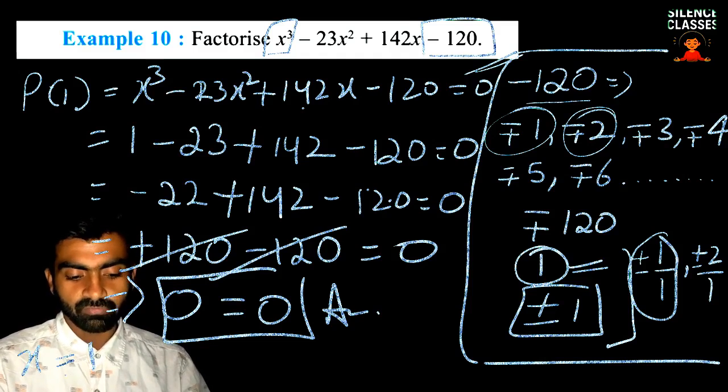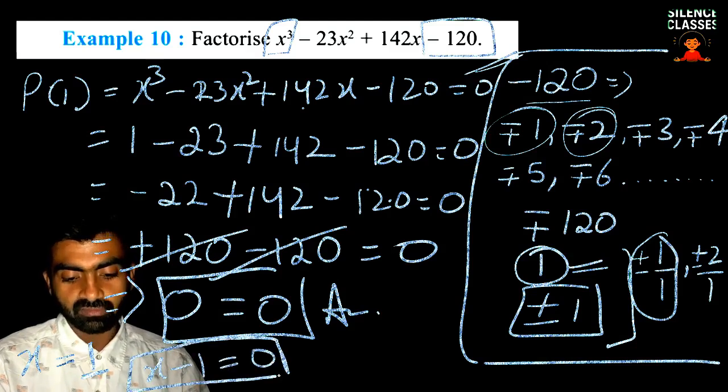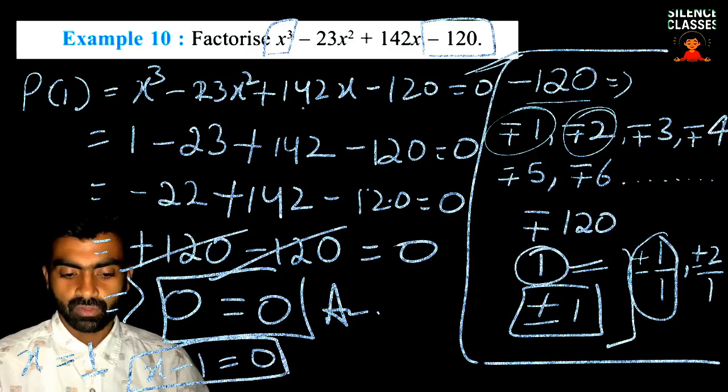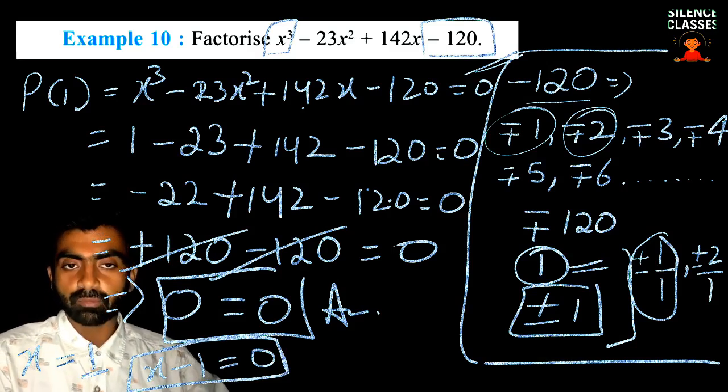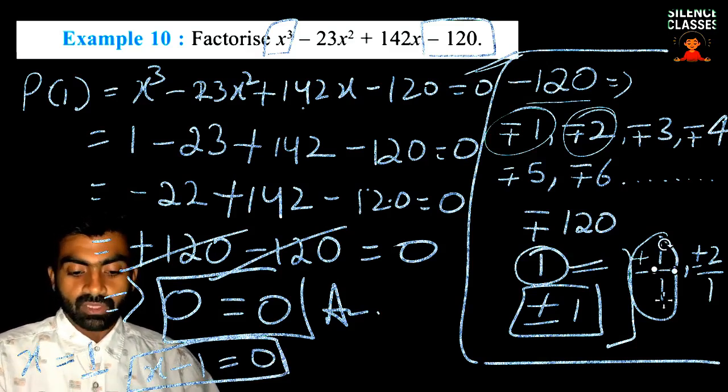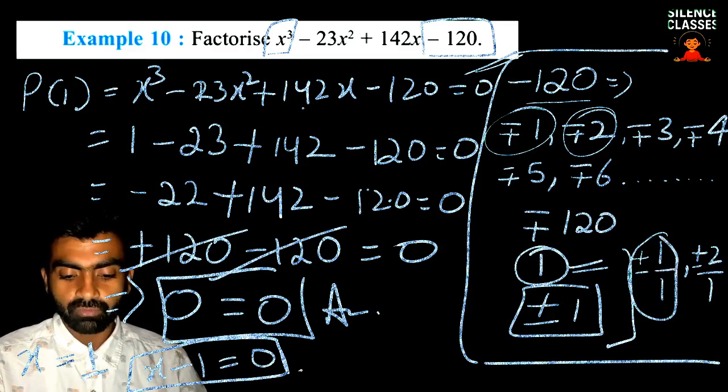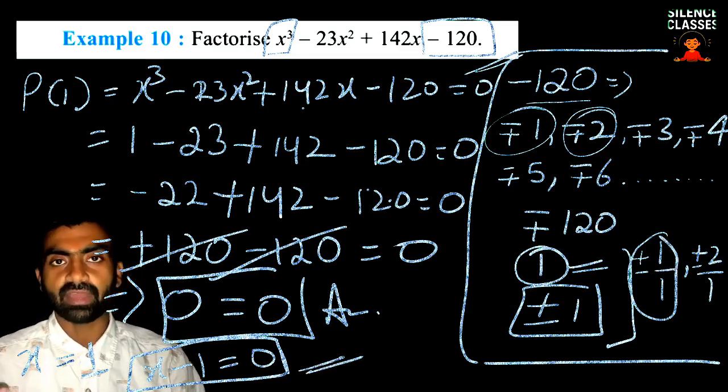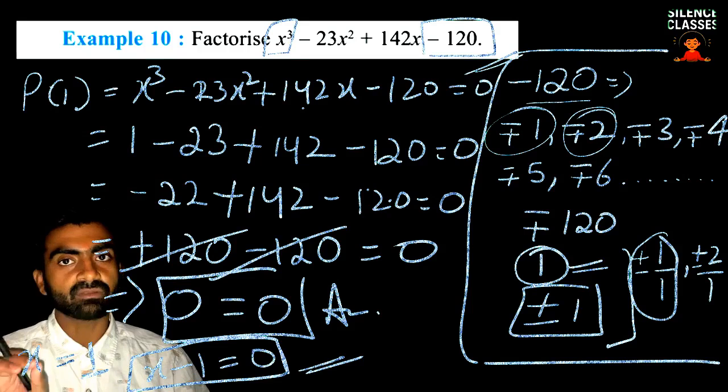It means the factor we will get, we will send this 1 to the left hand side, so it will become x minus 1 is equal to 0. The factor is x minus 1. Now we got the first zero, or the first factor. But over here we will get 3 factors of this particular equation because the degree is 3.